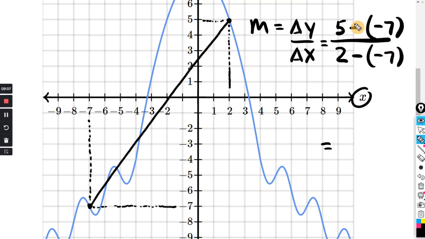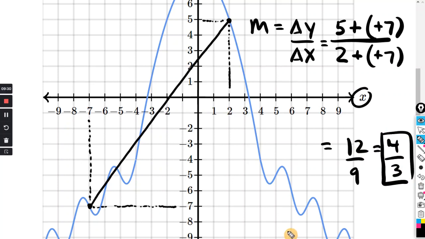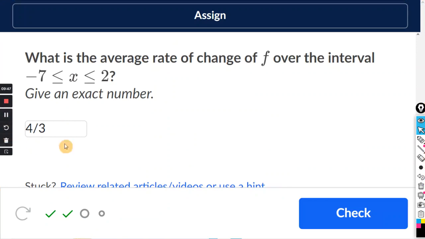All right, so that's it. 2 negatives in a row make it positive. In the numerator, 5 plus 7 is 12. 2 negatives in a row make it positive. Denominator, 2 plus 7 is 9. Okay, I'm assuming they make you reduce. These are both divisible by 3. 12 divided by 3 is 4. 9 divided by 3 is 3. So that's your slope or your average rate of change. All right, you can't find the slope of a curve because it's always changing. But if you drew this secant line right here, you can find the slope of that line between these 2 points. All right, 4/3.